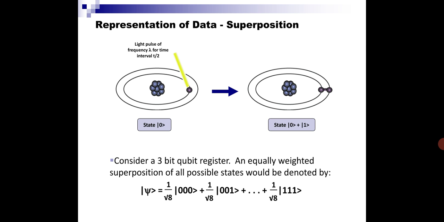Now, in which state should it be? So, representation of data in superposition. A light pulse of frequency lambda, when applied for the time interval t by 2, gives a superposition, and when it is excited, that electron makes a transition from its level to the next level. So consider a 3-qubit register and an equally weighted superposition of all possible states. It will give us the equation: wave function psi is equal to 1 upon the square root of 8 times logic 0 plus 1 upon the square root of 8 times the next state, and so on. Why square root of 8? Because it has 3 bit positions, that's why.